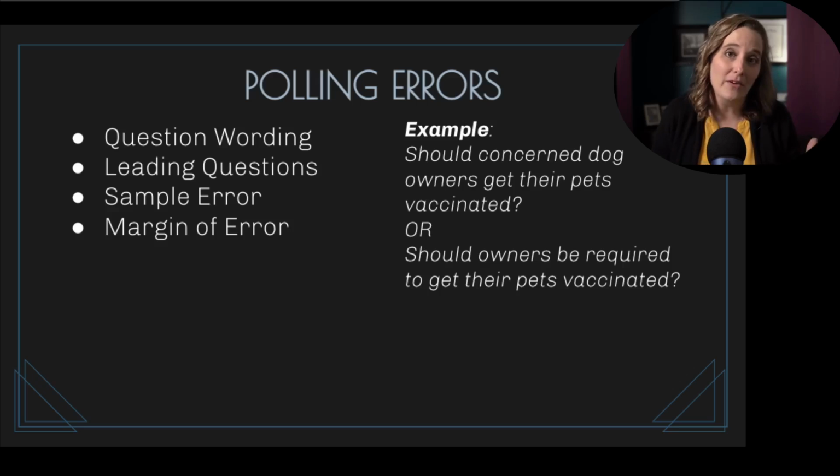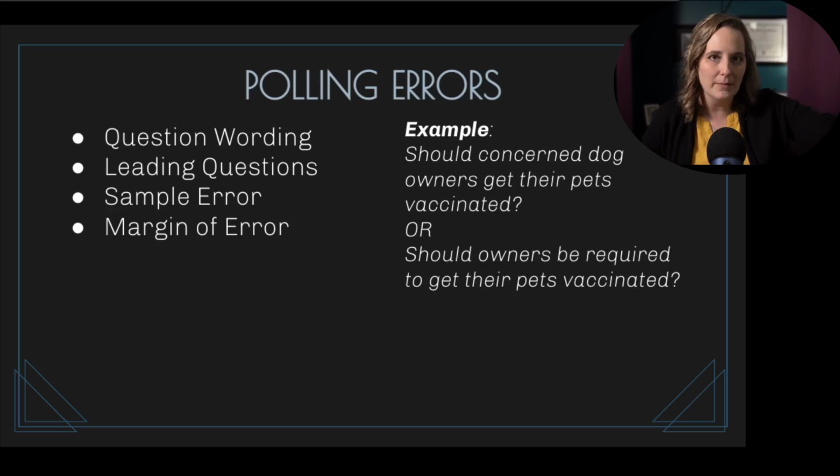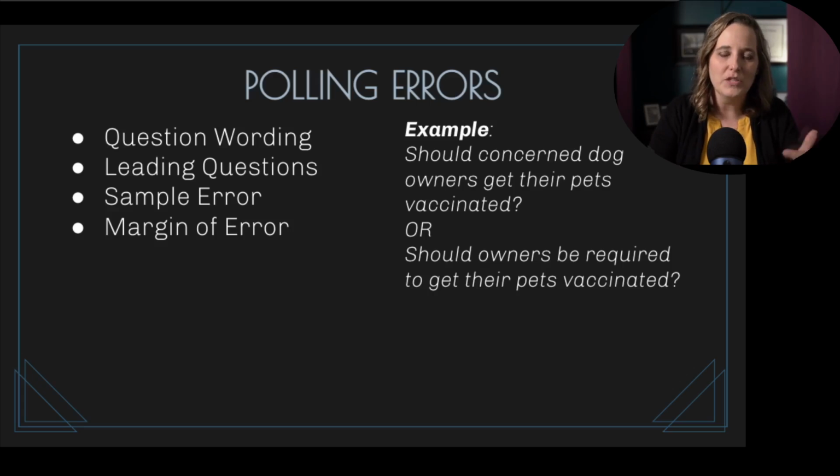Sample error we talked about on the last slide with either oversampling or undersampling. But sample error is the difference between the results of random samples taken at the same time. So if you've got a random sample over here and a random sample over there, the difference between them is going to be your sample error.